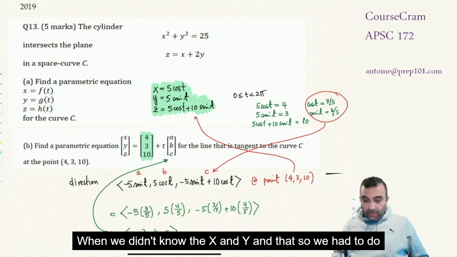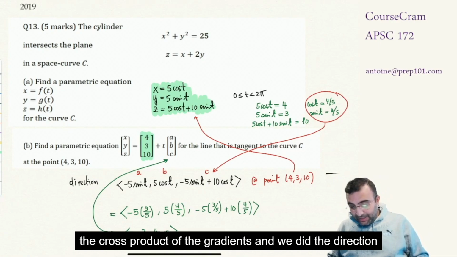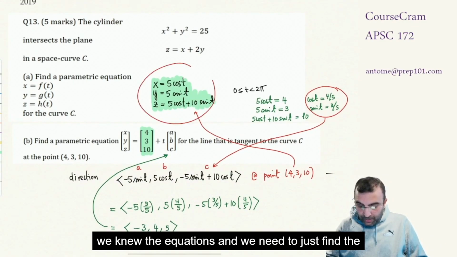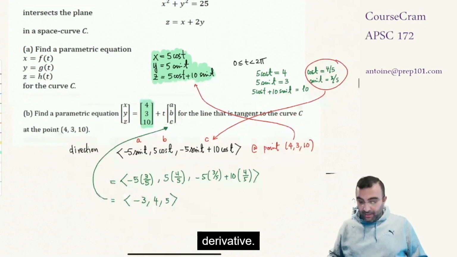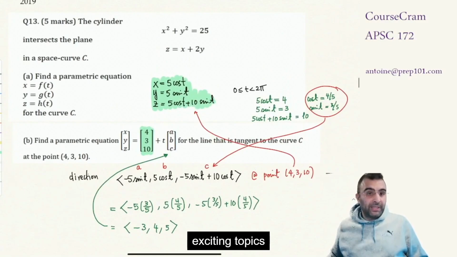So we've done the direction of the tangent line when we didn't know the x and y and z, so we had to do the cross product of the gradients, and we did the direction of the tangent to a path when we knew the equations, and we need to just find the derivative. And now to other exciting topics.